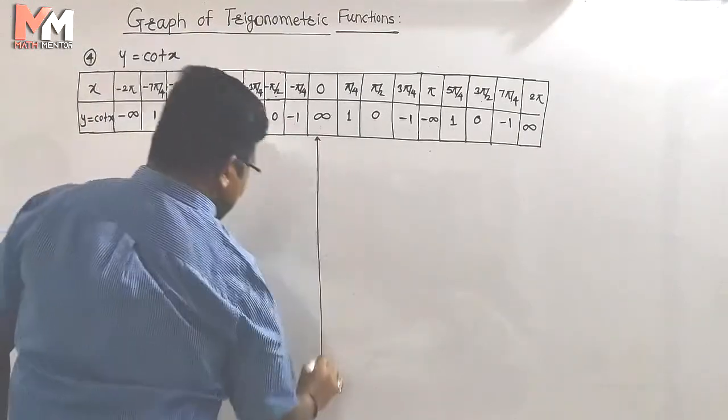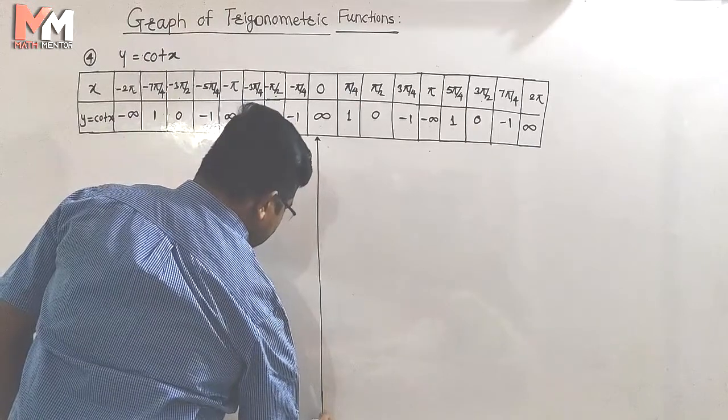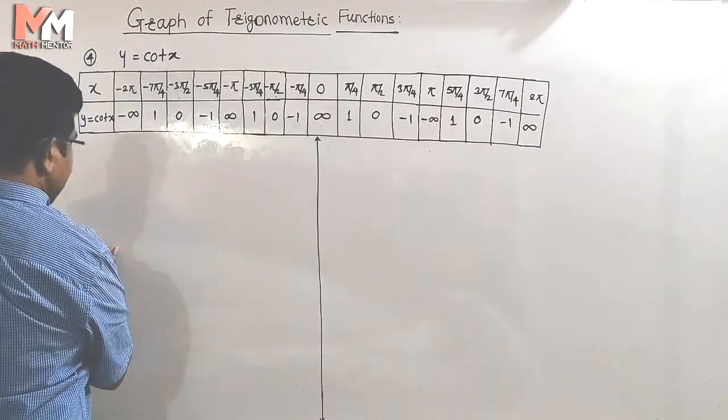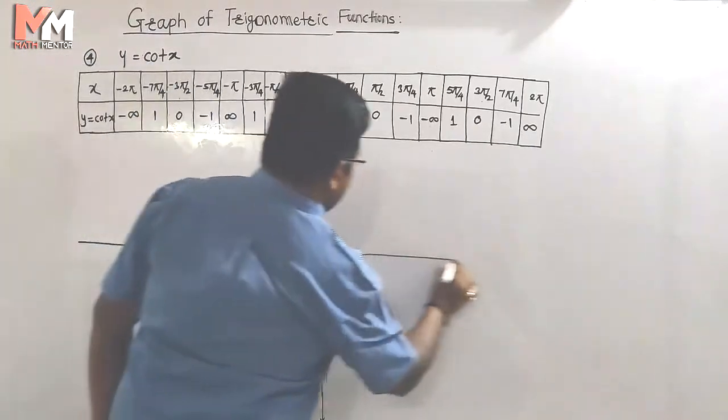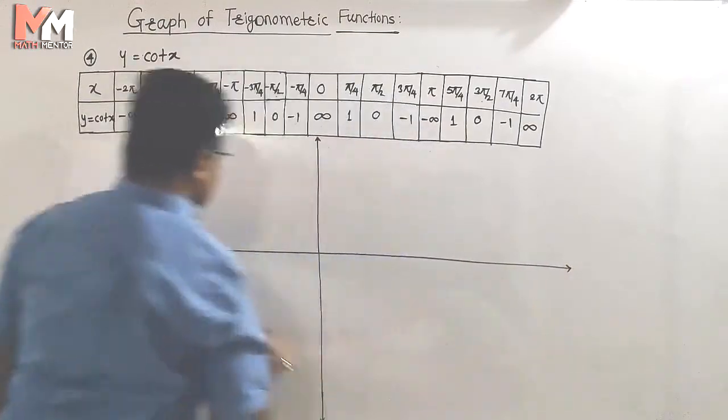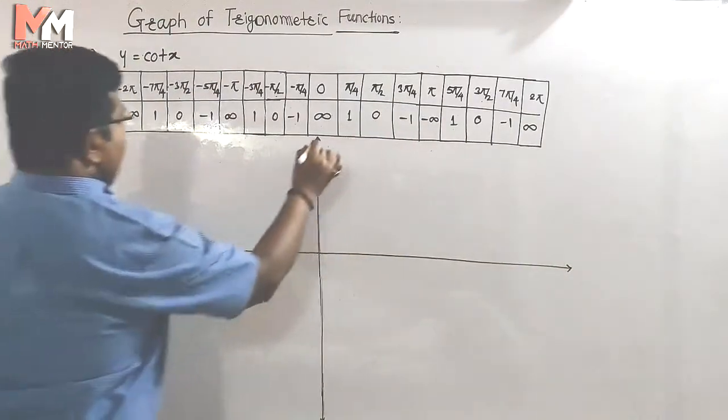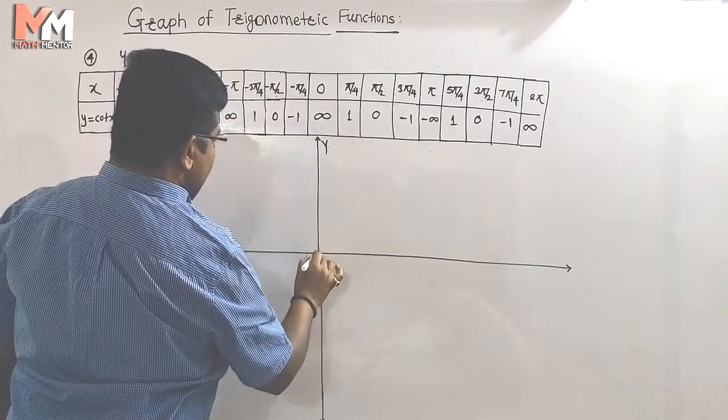The vertical line is the y-axis. This horizontal line is the x-axis. The horizontal line is the x-axis. The intersection point of the x and y-axis is 0.